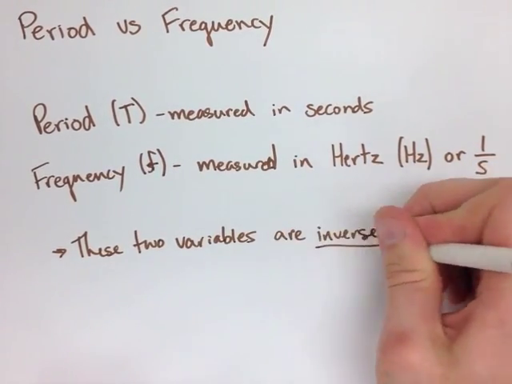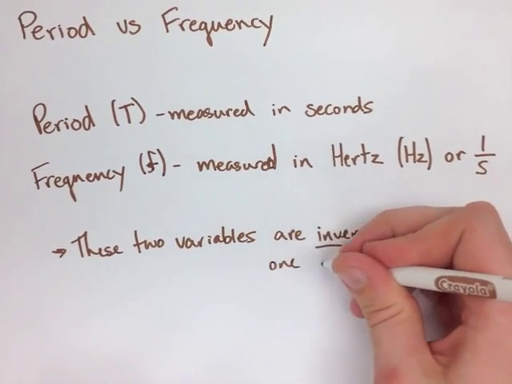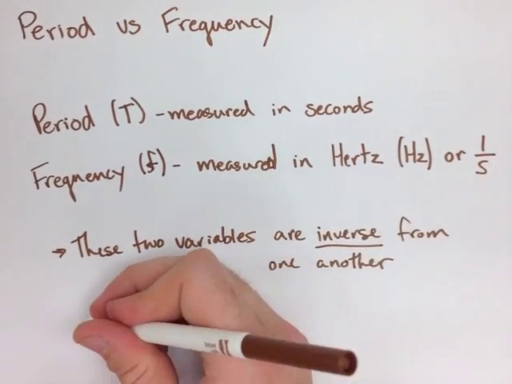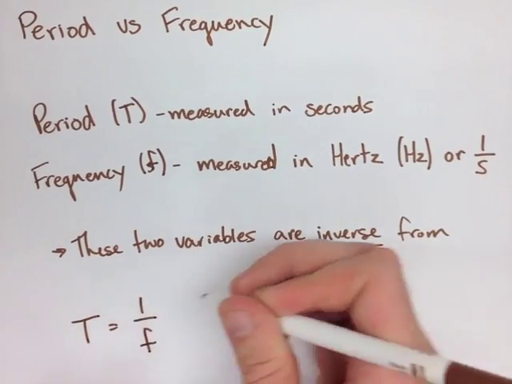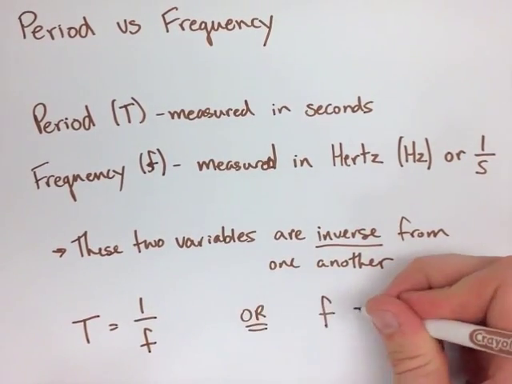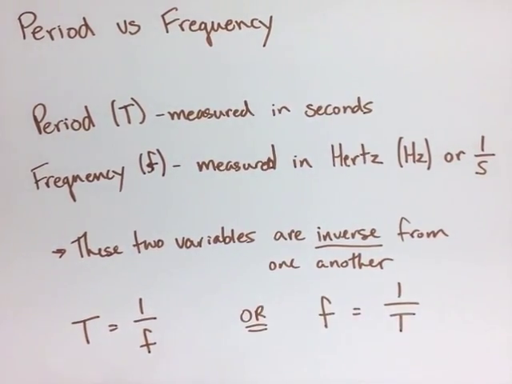These two variables are the inverse of one another, meaning that if we solve for T, then we have to do 1/frequency, or frequency is equal to 1/T.